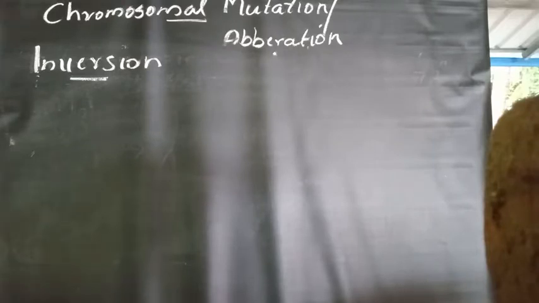Inversion leads to a change in the distance between genes on the chromosome, or the sequence of genes on the chromosome. So ultimately the inversion leads to the change in distance between genes on the chromosome.